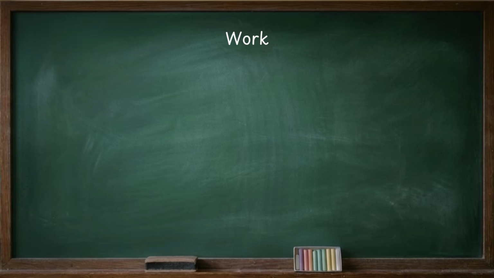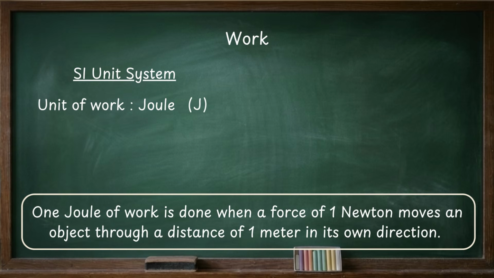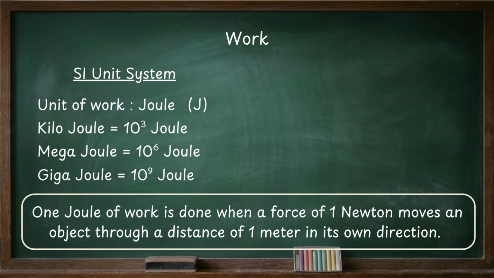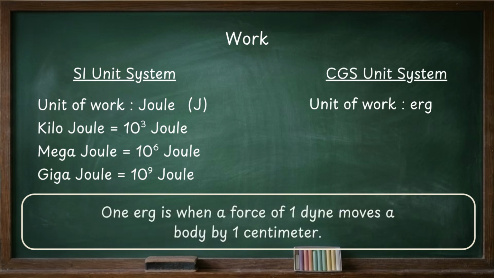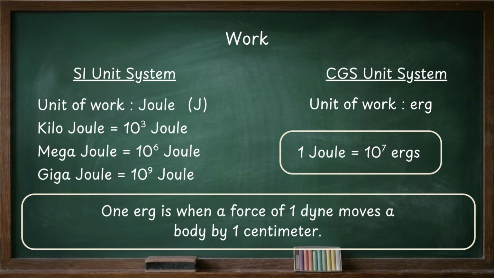Now, let's talk units. In the SI unit system, the unit of work is the joule, abbreviated as capital J. 1 joule of work is done when a force of 1 Newton moves an object through a distance of 1 meter in its own direction. If you're dealing with massive amounts of work, we use bigger units, like the kilojoule, megajoule, or gigajoule. In the CGS system, the unit is the erg. 1 erg is when a force of 1 dyne moves a body by 1 centimeter. How do they compare? Well, 1 joule is equal to 10 to the power of 7 ergs.